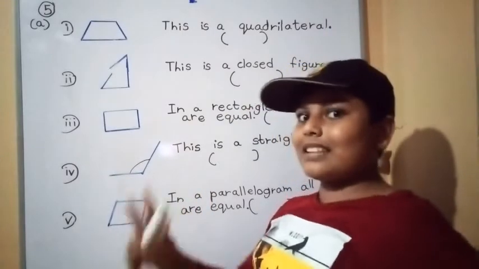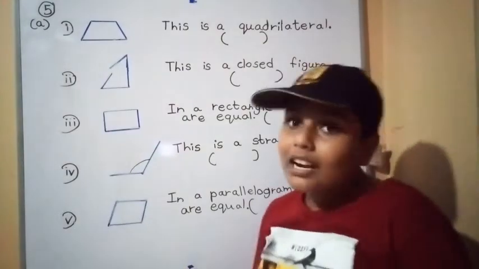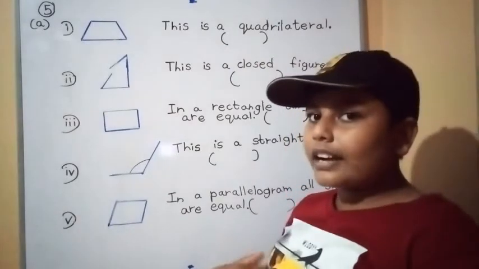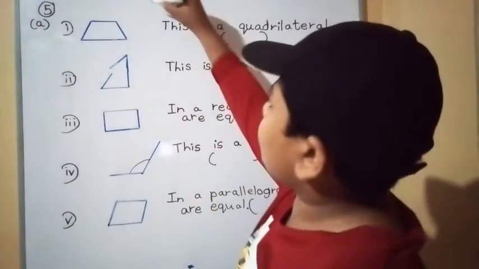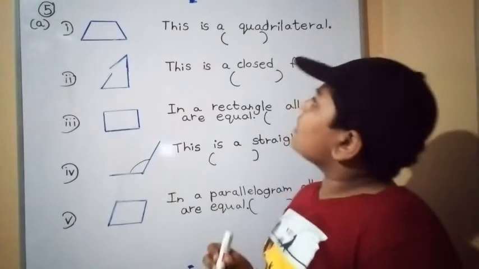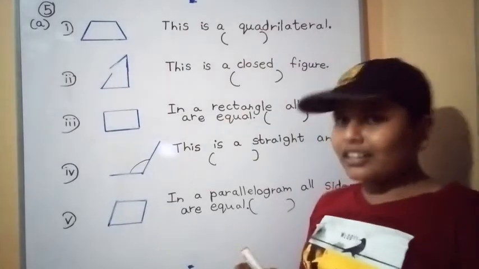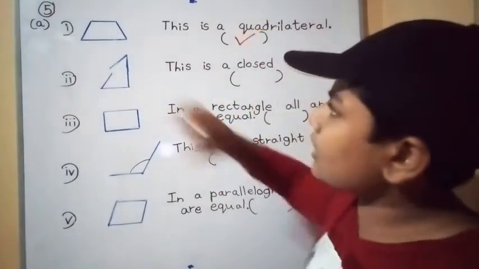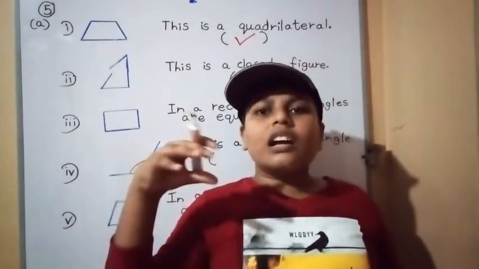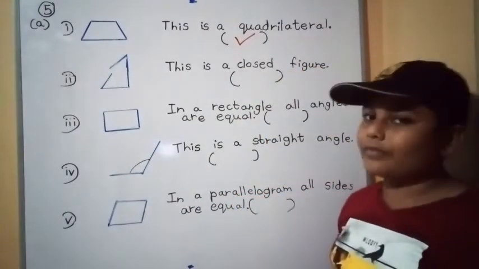They have two parts named A and B. Now let's move to part A. Here you want to decide whether each statement is correct or not. True or false, you want to write there. The first one: this is a quadrilateral. Yes, because all four sides are... A quadrilateral means a rectilinear plane figure. That is called a quadrilateral. Now that is correct.